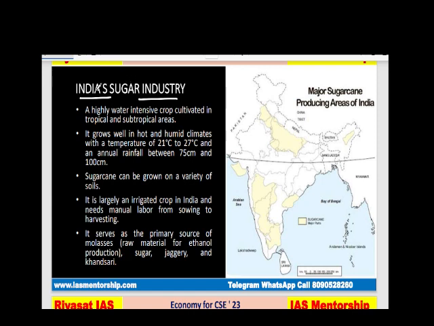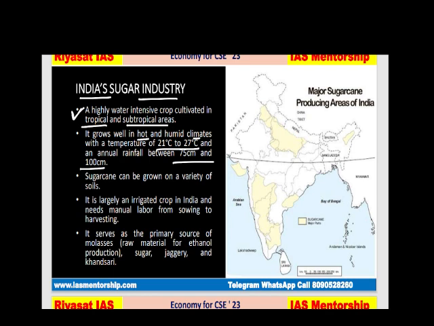Very important again. What is sugar? It's a highly water intensive crop cultivated in tropical and subtropical areas. It needs water in a very huge amount. It grows in hot and humid climate. Temperature, you see, 21 to 27. Rainfall is not more, just between 75 to 100. Sugarcane can be grown on a variety of soil. It is largely an irrigated crop in India, meaning water is given artificially. Okay? And it needs manual labor from sowing to harvesting.